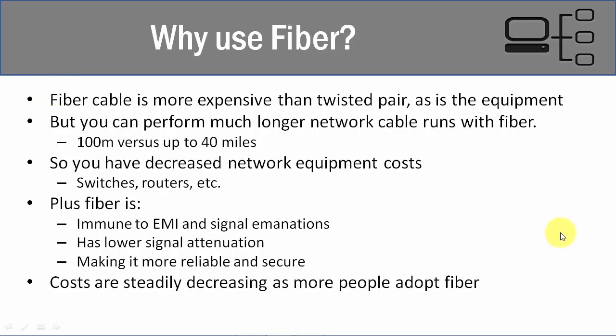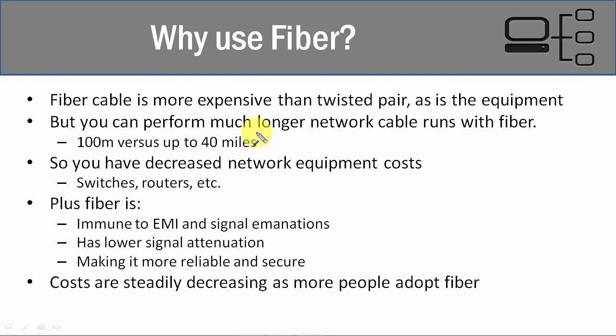So let's talk about why we would use fiber, and I already talked about it. The downside is that it's a lot more expensive than twisted pair. And because it's a lot more expensive, we need to be able to justify why we would use it over twisted pair. And so the first one is the distance.